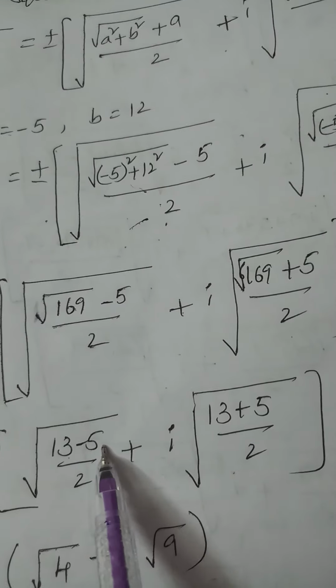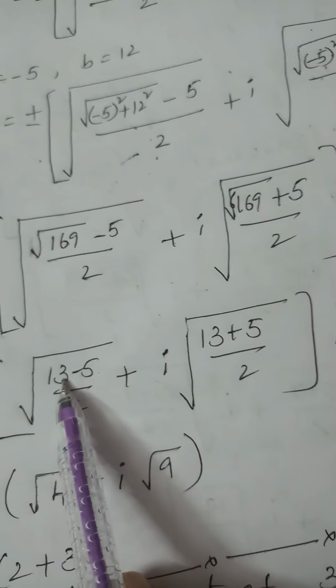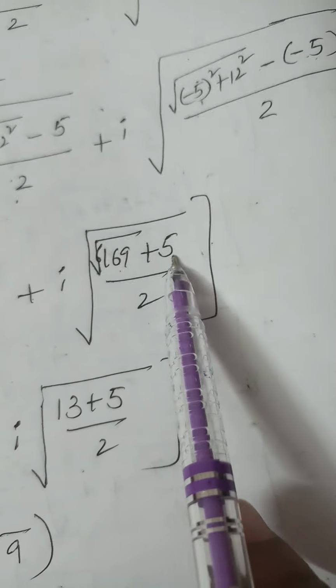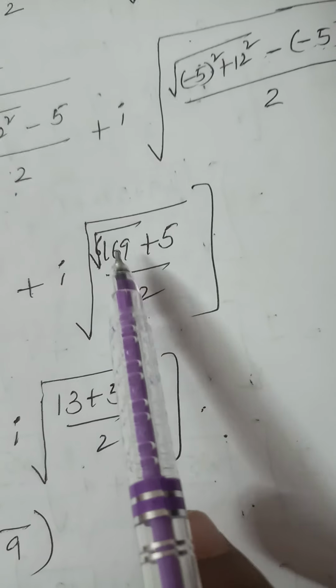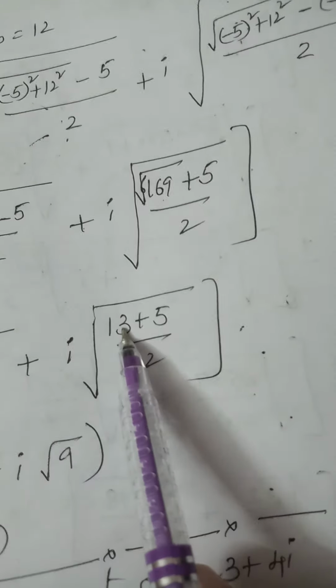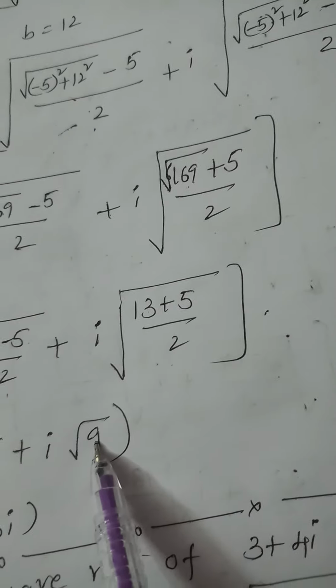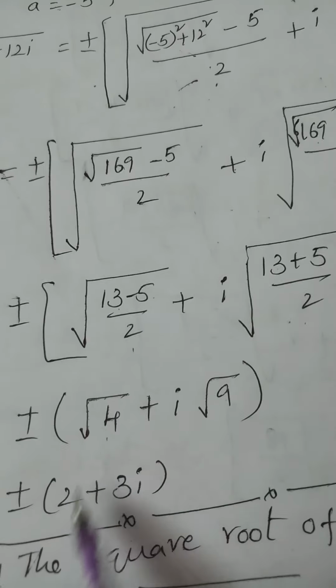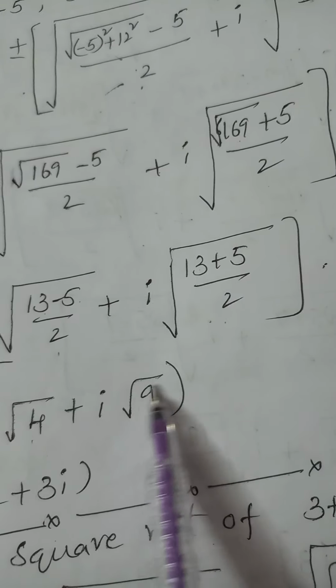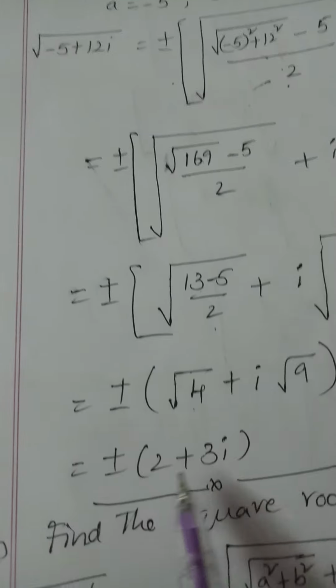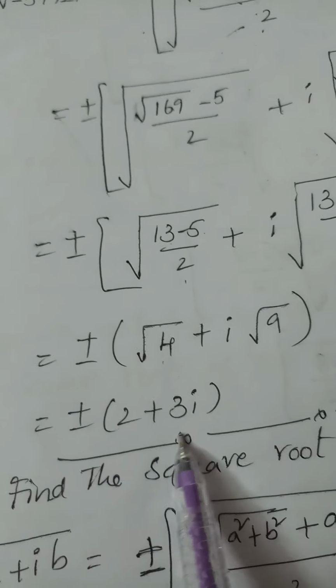So what is 13 minus 5? 13 minus 5 is 8. 8 by 2, 4. Here also 13 plus 5. Root 169 value is 13. 13 plus 5 is, what is 13 plus 5? 18. 18 by 2 is 9. So root 4 is 2 and square root of 9 is 3. So the square root of root minus 5 plus 12i is plus or minus 2 plus 3i.